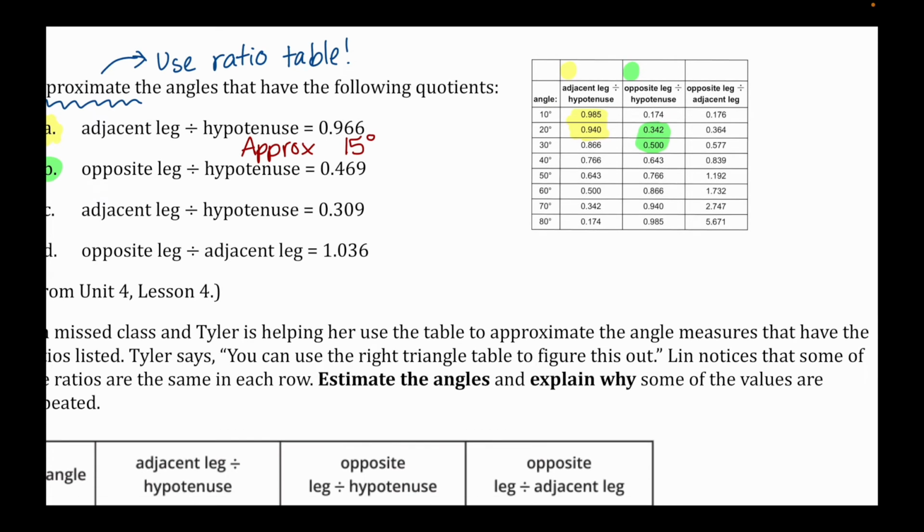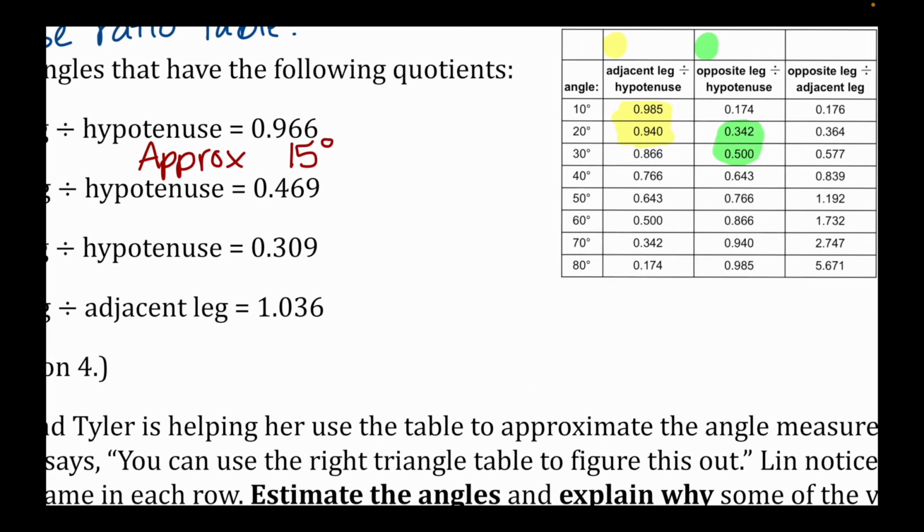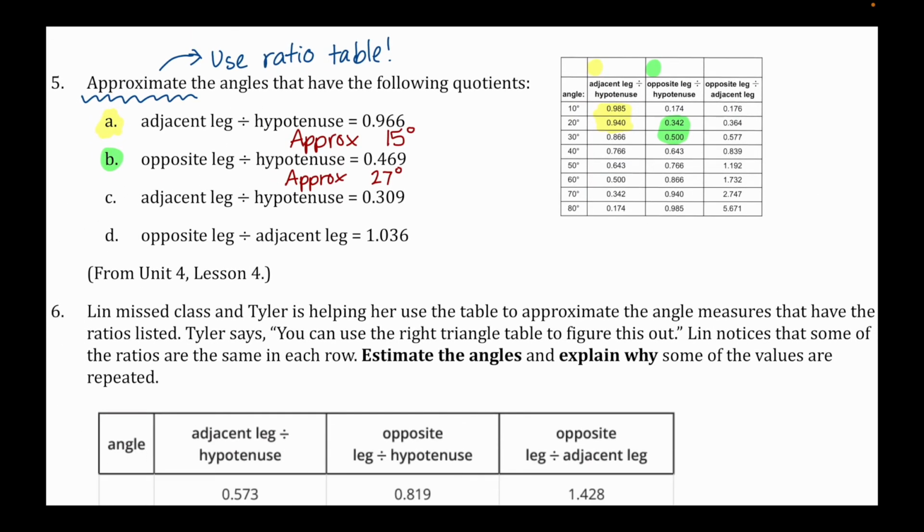So 0.469, that's about 0.47. That's going to be pretty close to 0.5, which is for 30 degrees. So I'm going to say it's a little closer to 30 than it is to 20. And I will approximate this one. So we're not going to say 25. Let's just say 27 degrees. As long as you're not saying exactly 20 and exactly 30, and yours is somewhere in between, you should be okay, but still, it's better to try to get as close as you can.